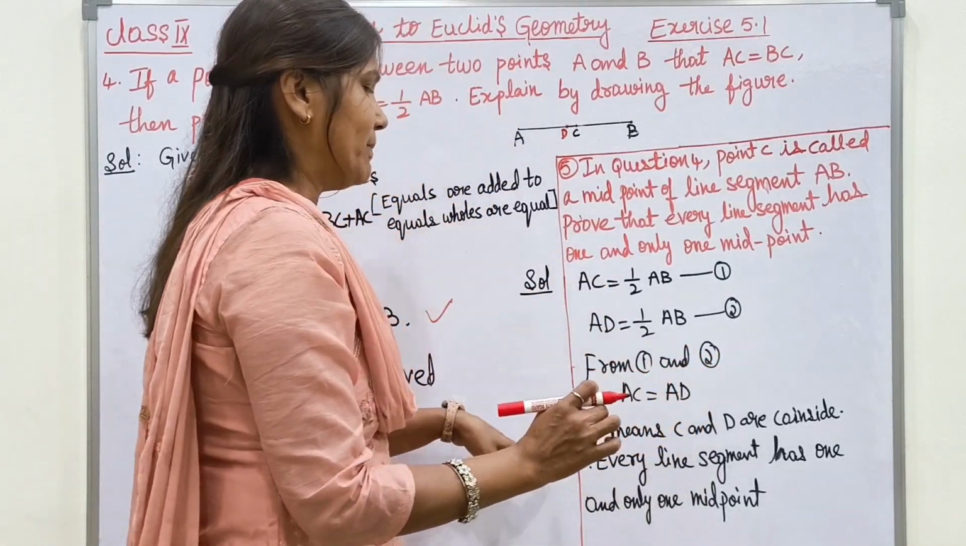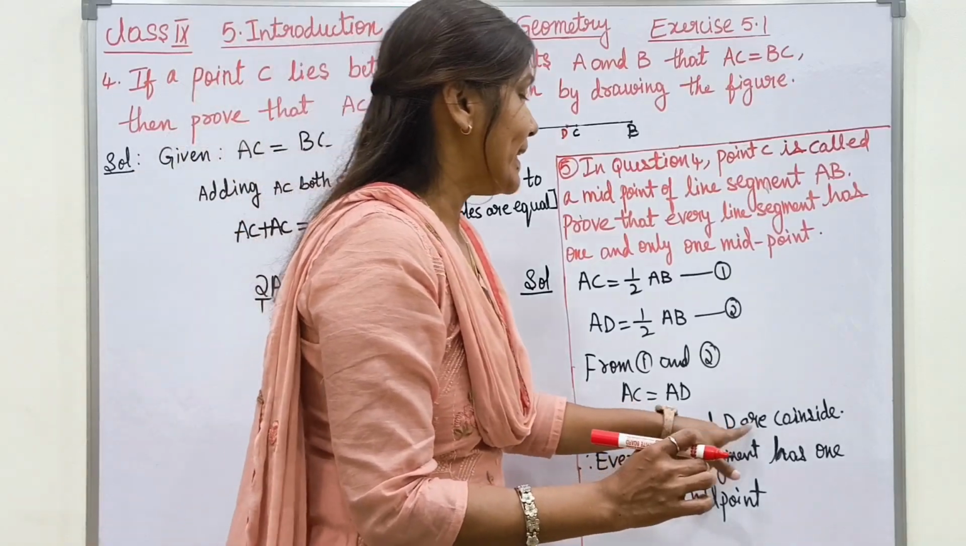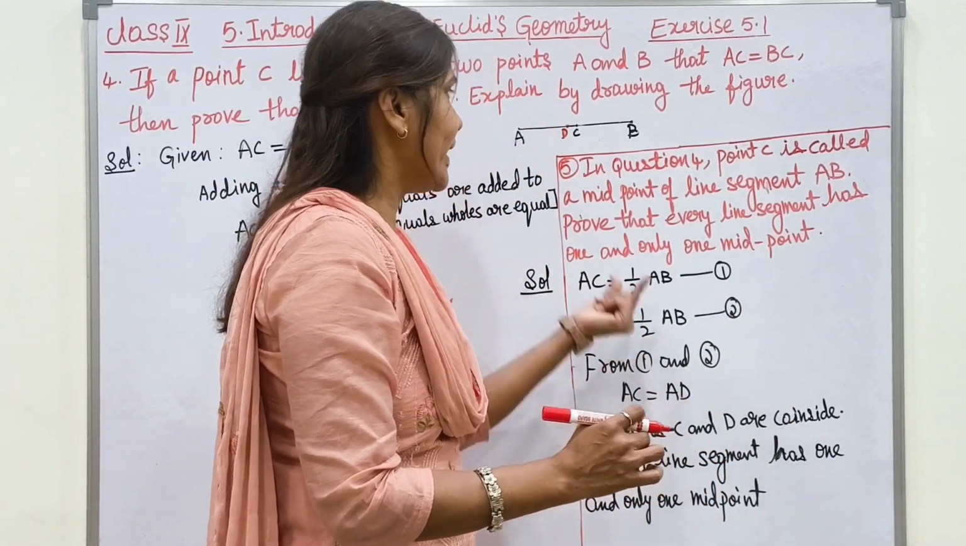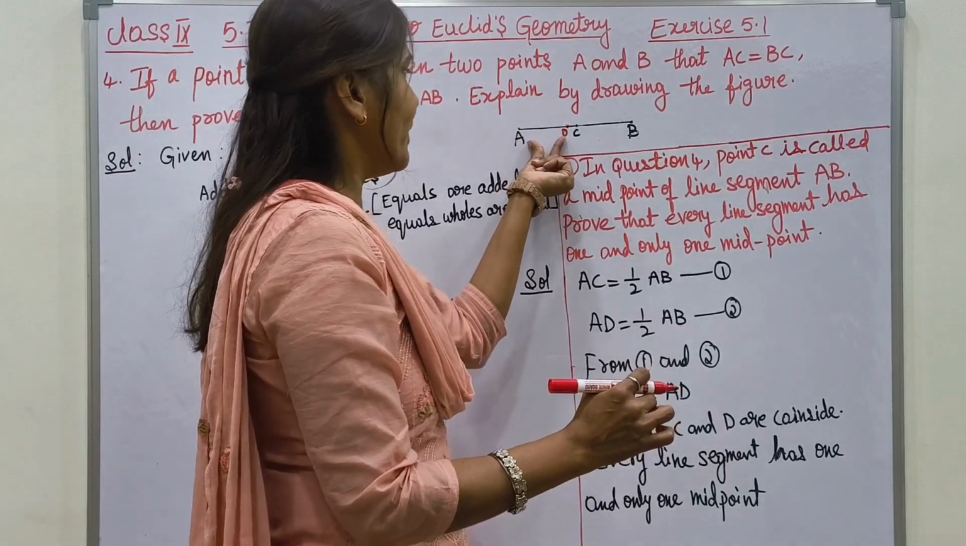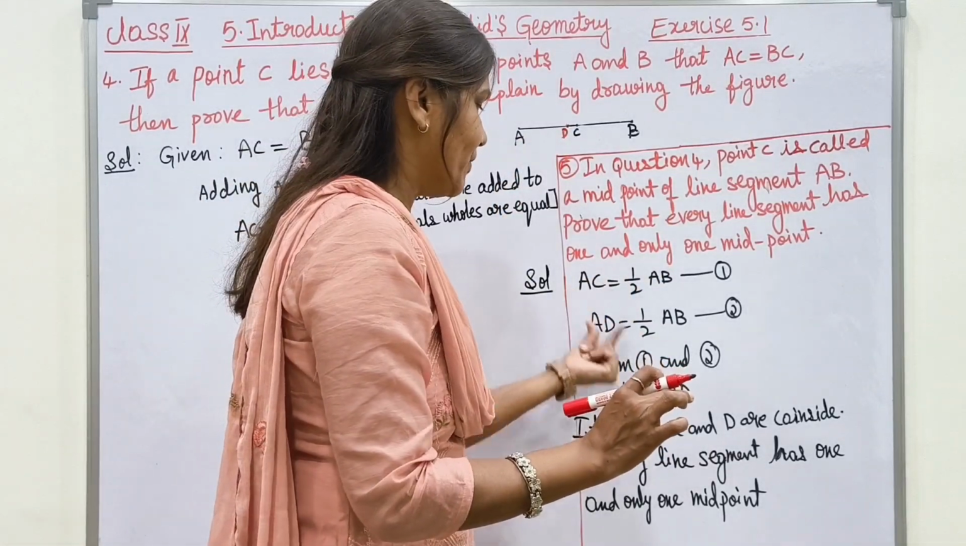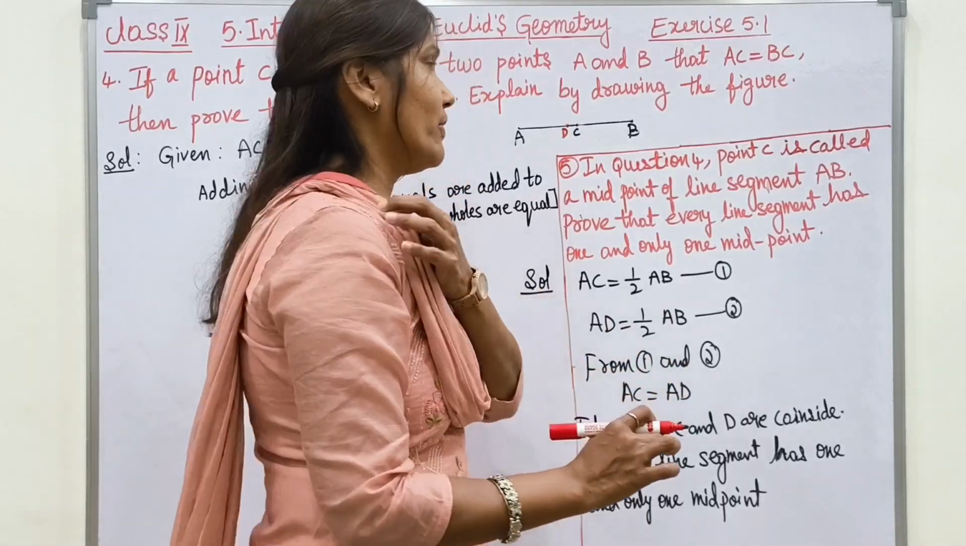AC is equal to AD means that C and D both coincide. So AC is equal to AD. From 1 and 2 we are getting AC is equal to AD.